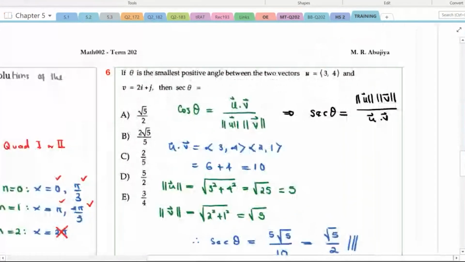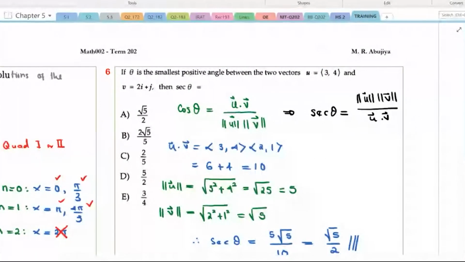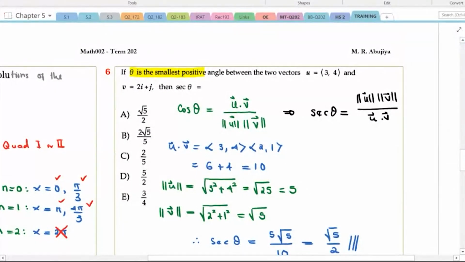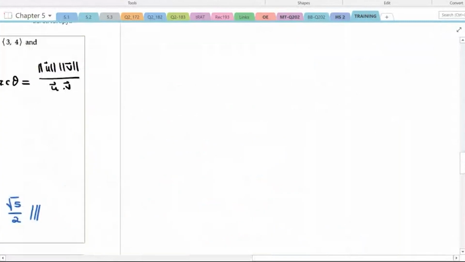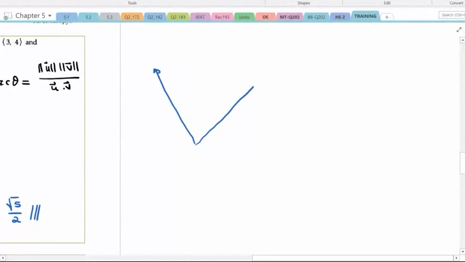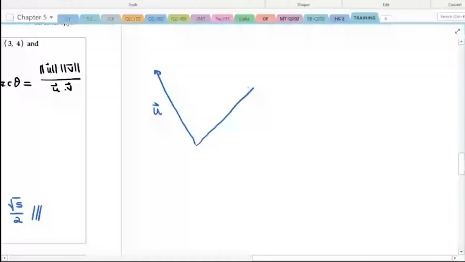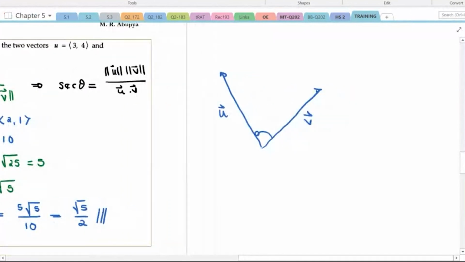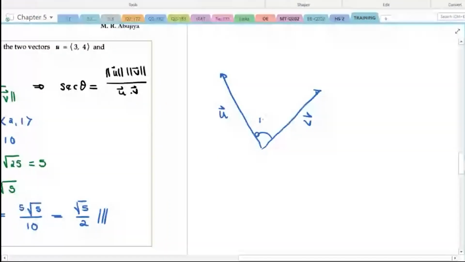Okay, because the question tells you, look at the question. It says theta is the smallest positive angle. But the angles, look at it now, Sahud. Let me show you. Let's say this is vector u, and let's say this is vector v. Now, let's say, for example, the angle here is a positive angle. I'm just giving you an example. Let's assume this is 120 degrees.